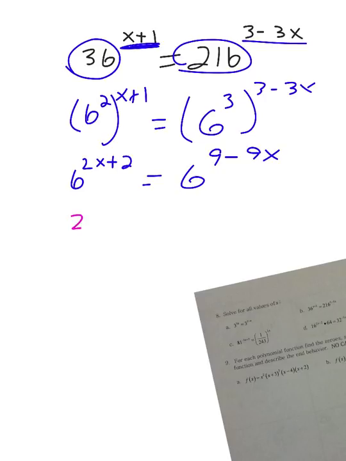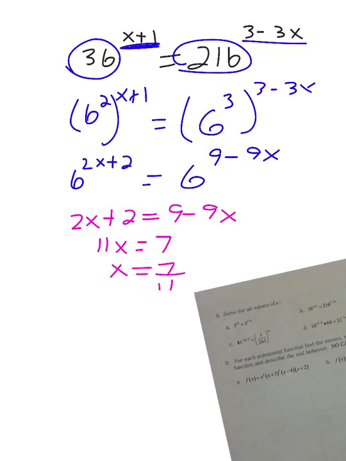Now you take the exponents, set them equal to each other since they have the same base, and you solve it. So I get 11x is equal to 7. So x is equal to 7/11. All right, so let's check it. 36 raised to the 7/11 plus 1. Does that equal 216 raised to the 3 minus 3 times 7/11? So let's check it. Okay, so this also works.